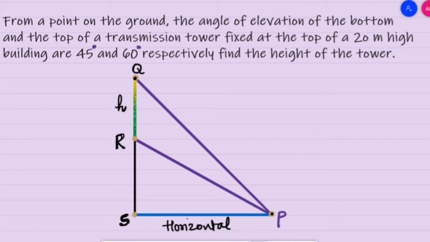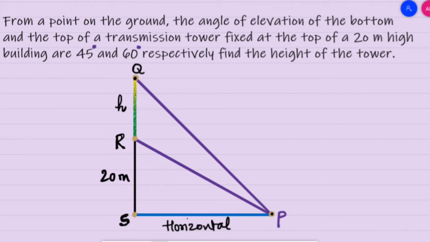20-meter high building. Now see, you know that towers, Jio towers and smartphone towers, all towers are fixed on the top of buildings, or in some cases they are at the top of the building. So see, there is a building RS which is 20 meters high. Okay. And on this building there is a tower RQ and the height is not known to you.